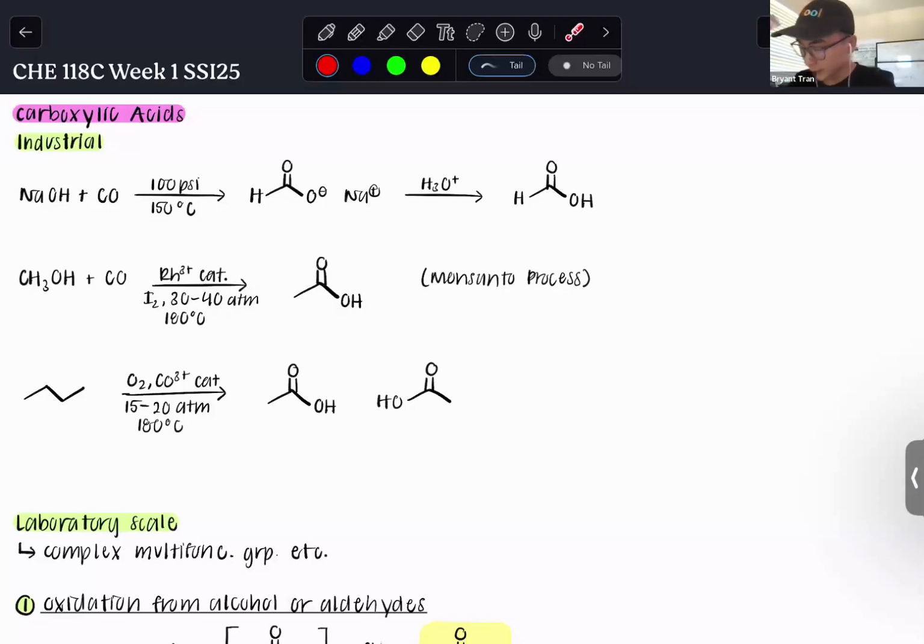Okay, so this is going to be Chem 118C Week 1, Summer Session 1, 2025 for Lievens. Talking about chapters 19 and 20. Chapter 19 is about carboxylic acids, and chapter 20 is going to be about carboxylic acid derivatives.